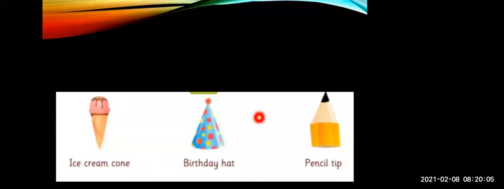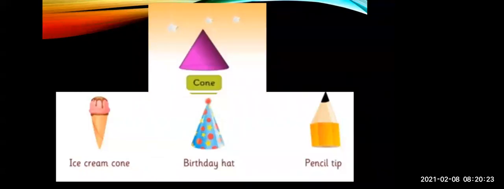Cone. How many vertices are there in a cone? One. Very good. And how many faces are there in a cone? Two. Well done. There are two faces. And edges? How many edges are there? One. Very good. So you remember. So this is a cone. These are examples of a cone.